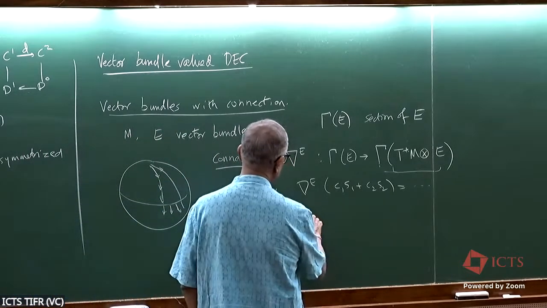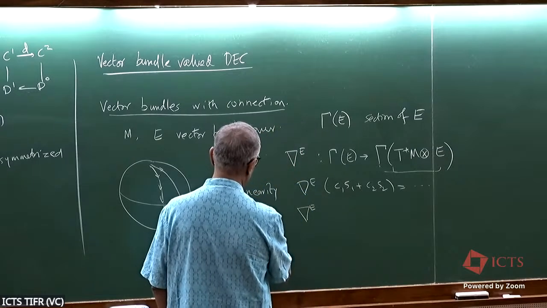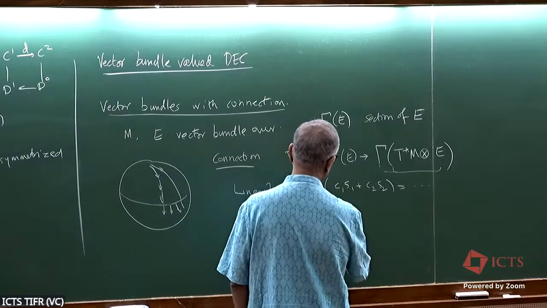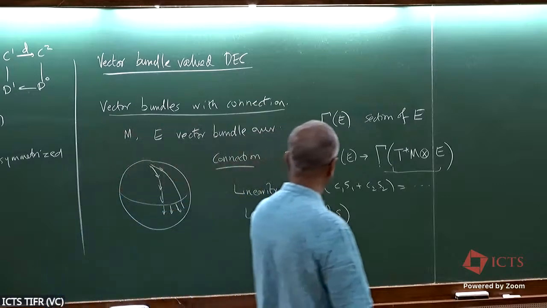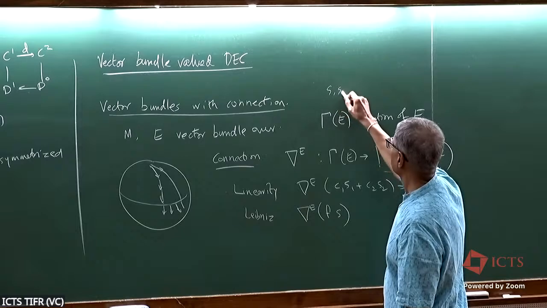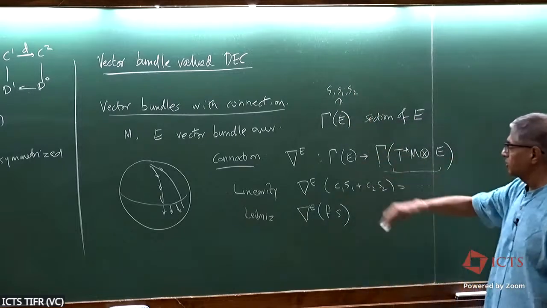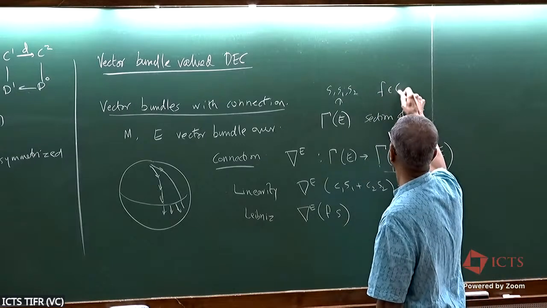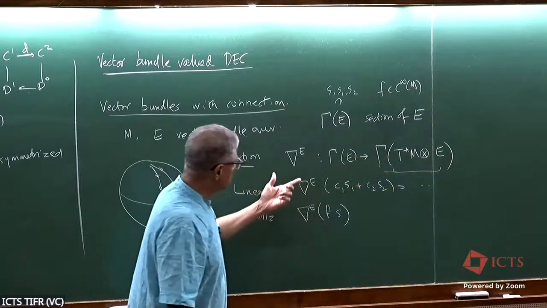And that it has Leibniz. So if I do a function times a section, so S is an element in this. So we'll take S, S1, S2. These are all elements in this, so these are all sections. F is a smooth function on the manifold. And you just require linearity and Leibniz.